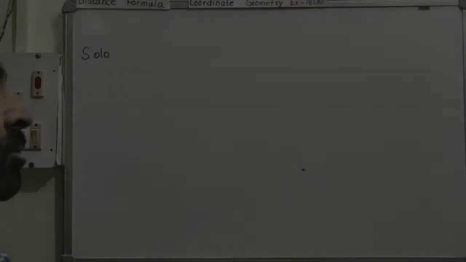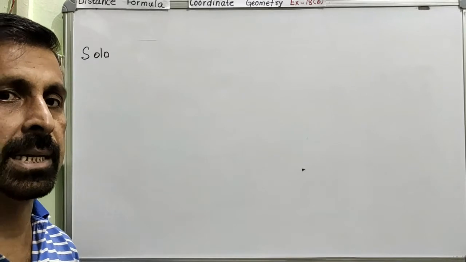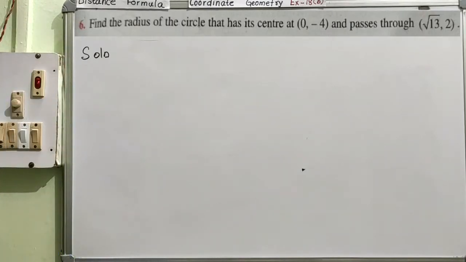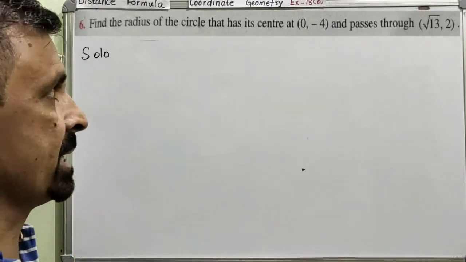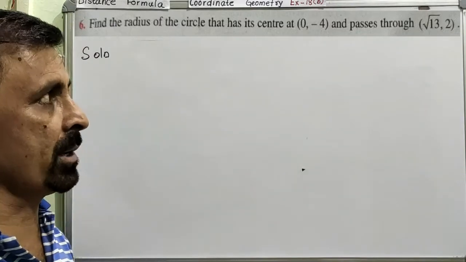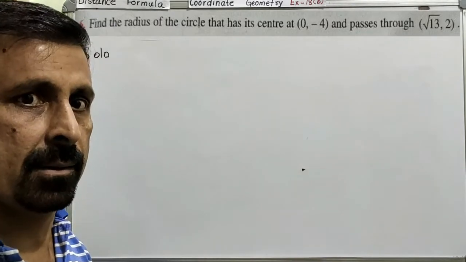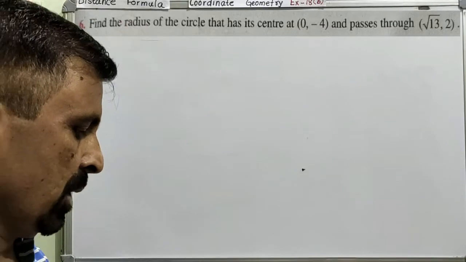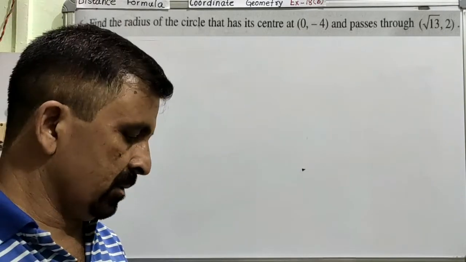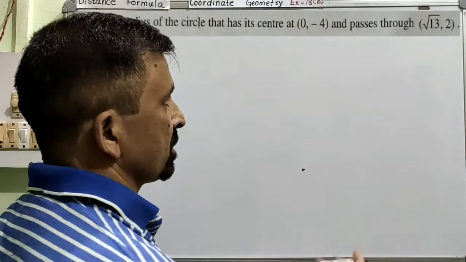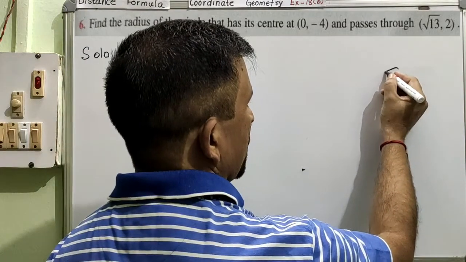Thank you. Next question, we are moving on to question number 6. In this question number 6, we have the coordinate of the center, and we also have the coordinate of one point on the circle. Clear? So with the help of these two, we are asked to find out the radius. So the situation is, let us draw the diagram.